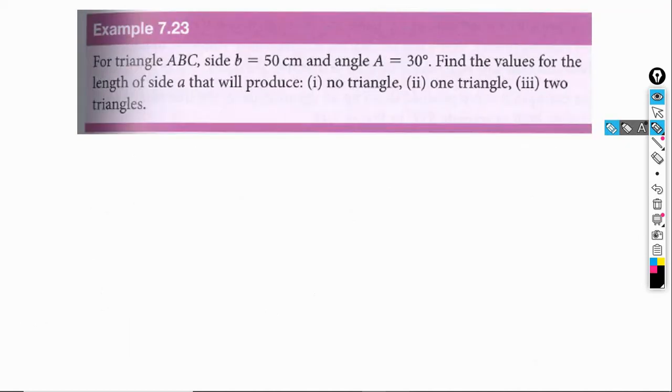Very well, so here we are with example 7.23, and it's similar to the last one because they give us the same measurements. Notice that they say side B is 50 in triangle ABC, and angle A is 30 degrees. Find the values for the length of side A that will produce no triangle, one triangle, or two triangles.